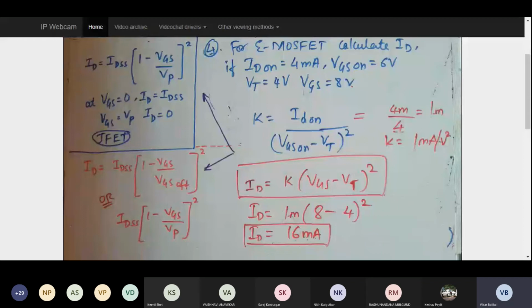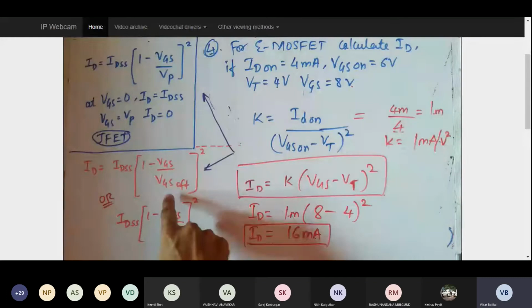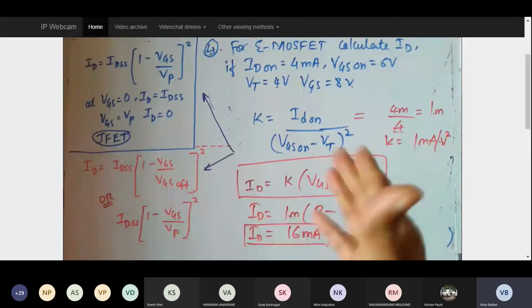Instead of VP or VGS off, when VT and VGS on are given, you go ahead with this particular methodology. So this is with respect to your enhancement MOSFET.